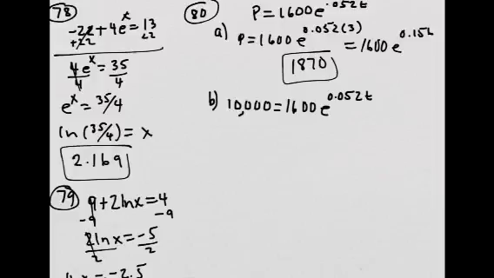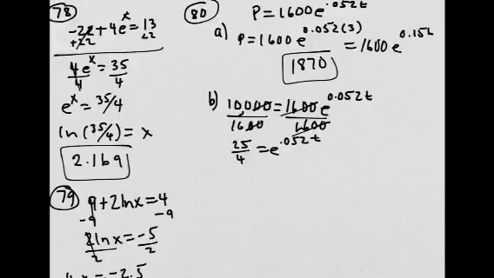So for B, they want to know after how much time will you have 10,000 bacteria. So we divide by 1600 first because we want to isolate the base. So that gives you, let's see, divide by 100, like that. And you could divide by 4, so 25 over 4 equals e to the 0.052 t.